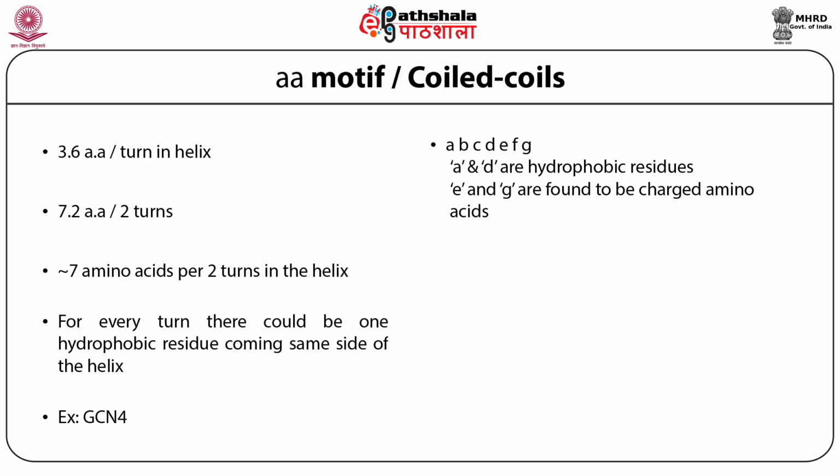Now, helices are generally straight parallel cylinders, but for consideration we said 7 amino acids per 2 turns, but actually it is 7.2 amino acids per 2 turns.